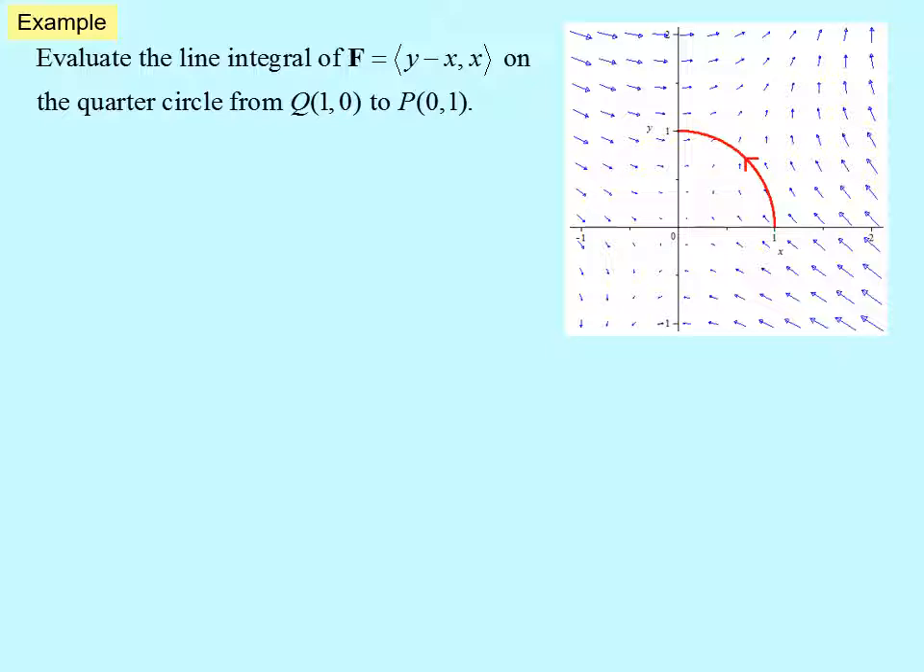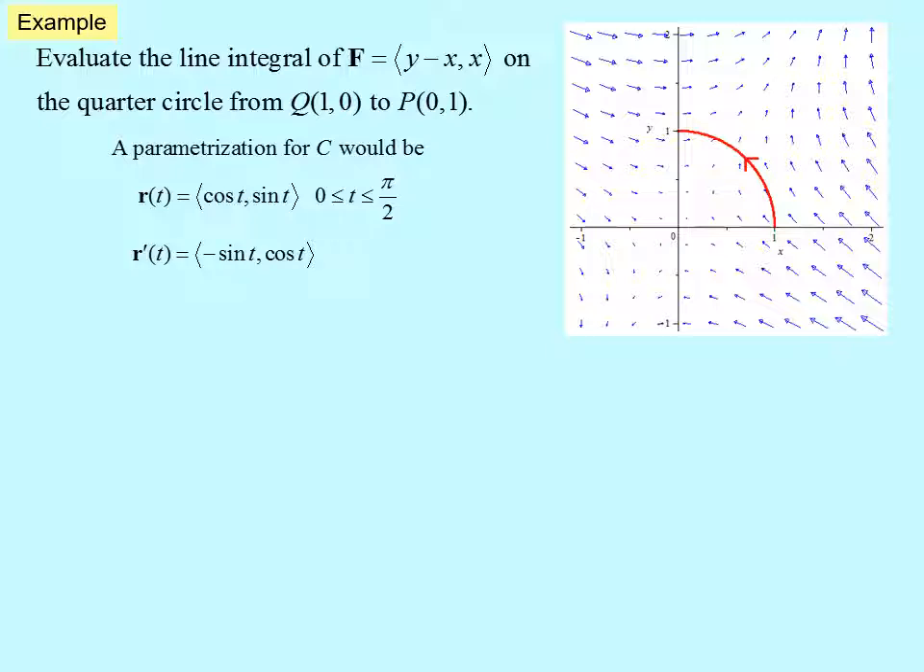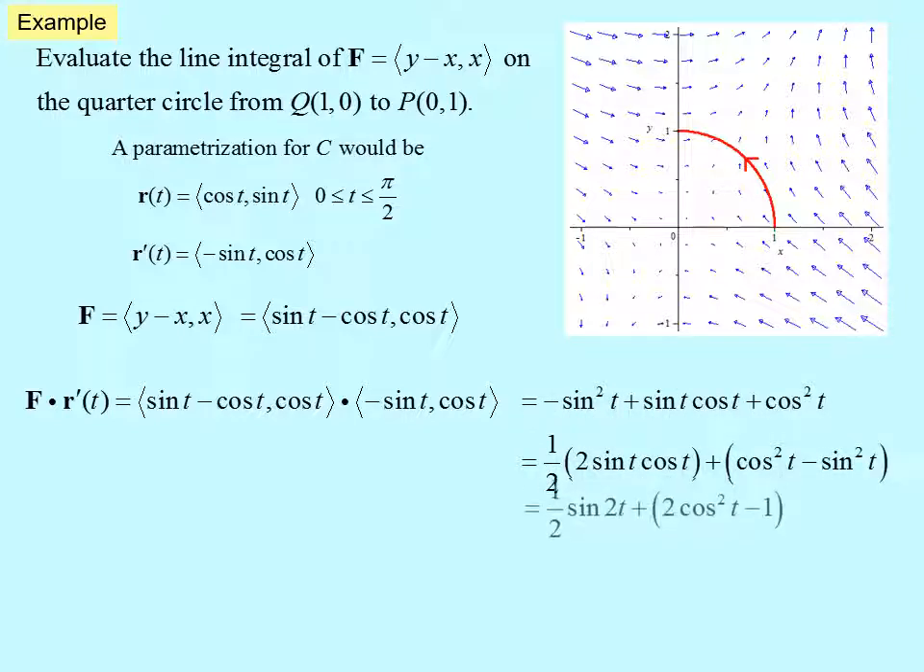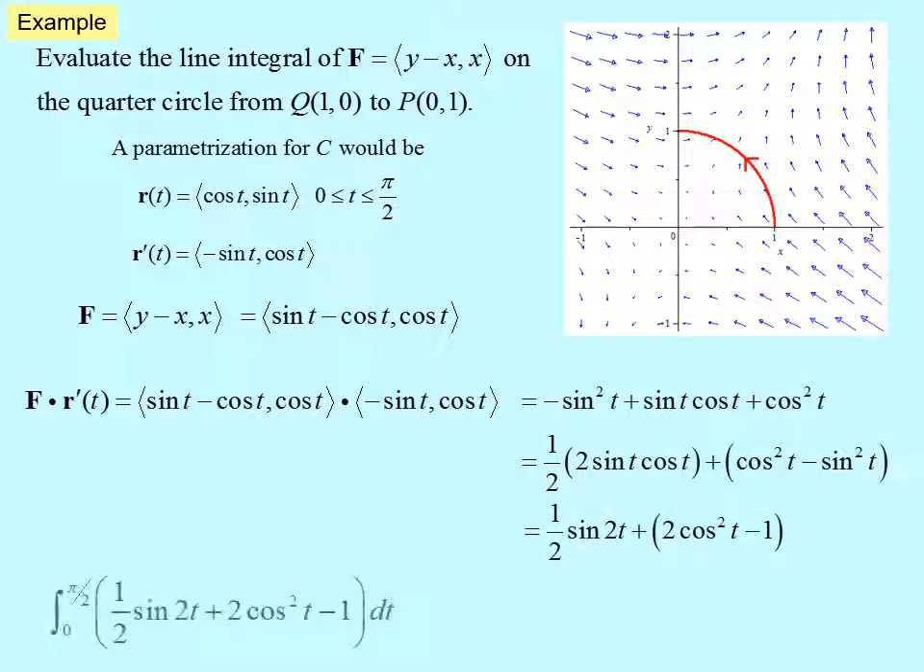And we have to reparameterize the curve. Now, I've already mentioned that would be cosine t, sine t this time. We'll do the derivative, convert our field into t's. Again, this comes from our parameterization. Then we do the dot product, simplify some, and integrate that.